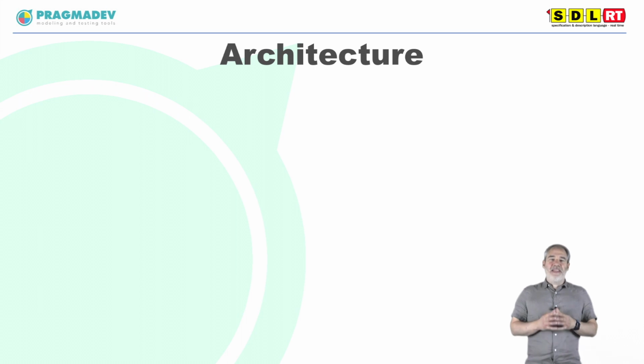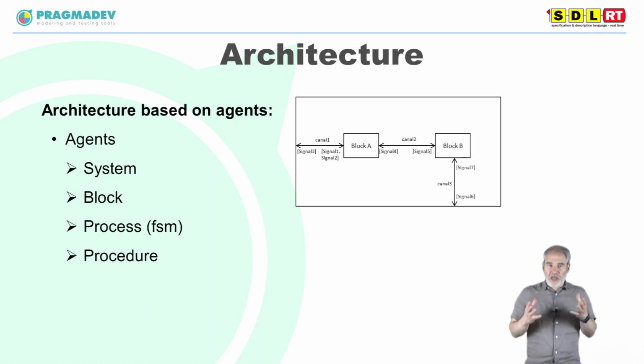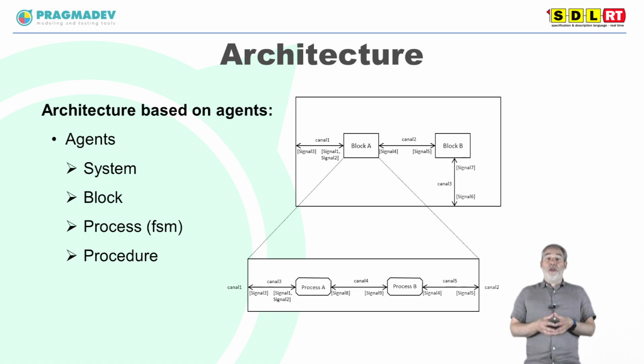Okay, now let's dig into the details of an SDL-RT system. First of all, the architecture of the system can be graphically described with SDL-RT. The system is composed of agents. An agent can be a functional block that can be further decomposed in subblocks and so on until we reach the process level, which is actually a description of a behavior with state machines. All the processes, that means all the state machines, run concurrently in parallel.